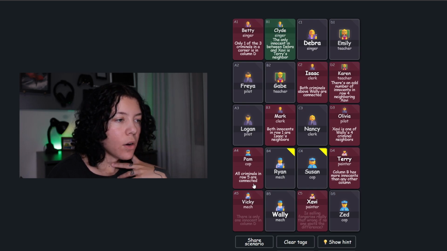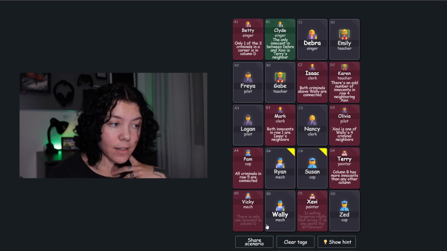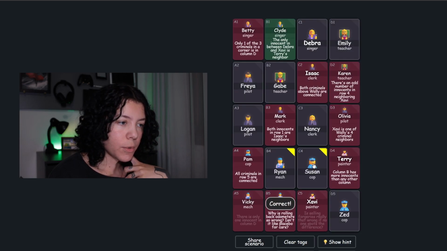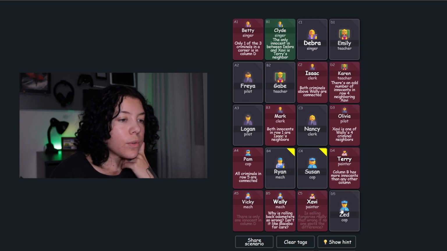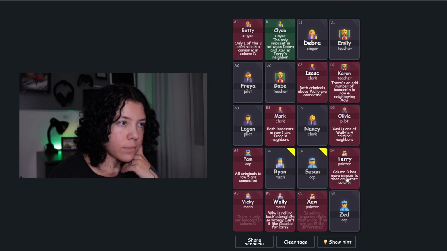Pam is telling us that all criminals in row 5 are connected. So we know that at least Wally is a criminal because he connects Vicky and Xavier. Now, we don't know if Zed is a criminal yet. We know that he's a cop. So, going back to Terry, he's telling us that column B has more innocents than any other column.